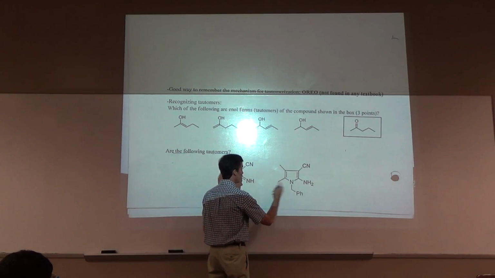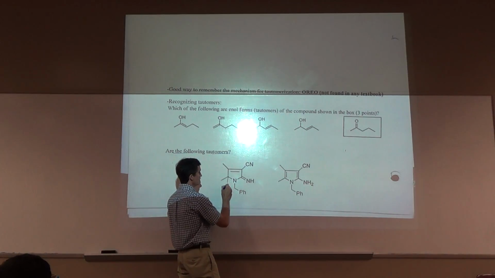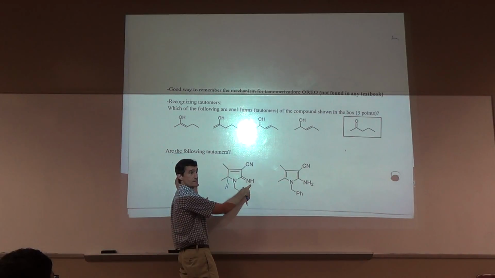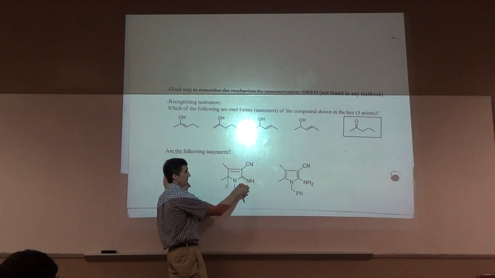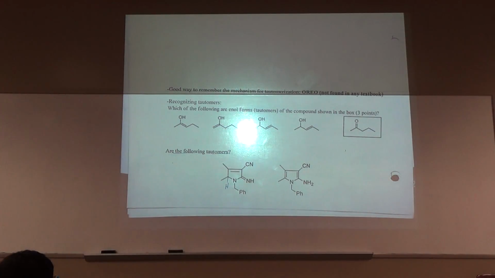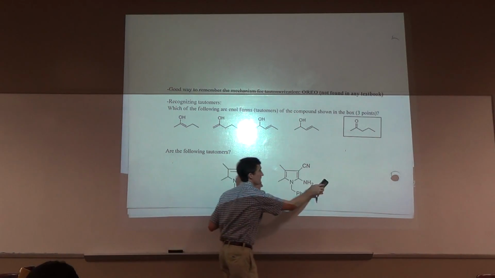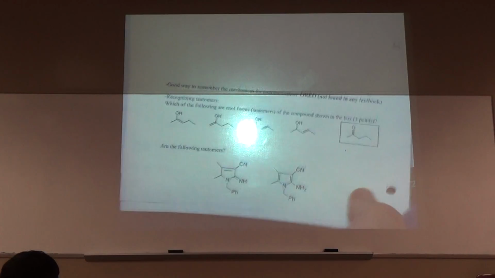You're going from here to here, or you can say you're going from here to here. What's the difference? This H is relocated to here, and at least one pi bond has been moved. That's all this is: relocation of one H and movement of at least one pi bond. Yeah, those are tautomers. Questions about anything there?